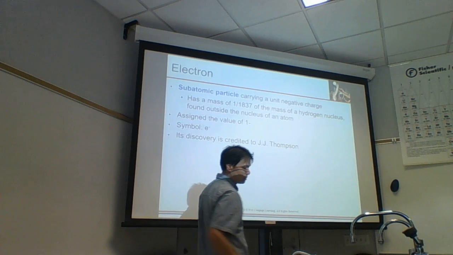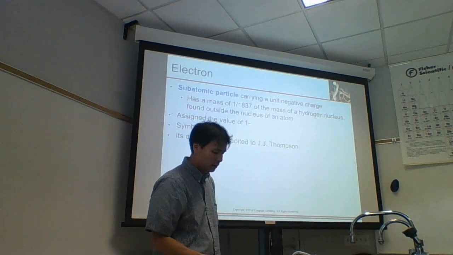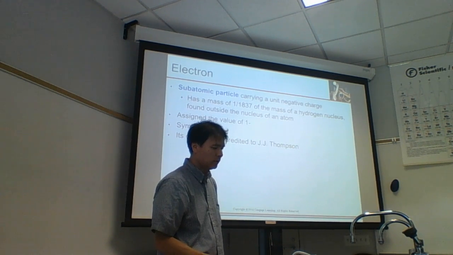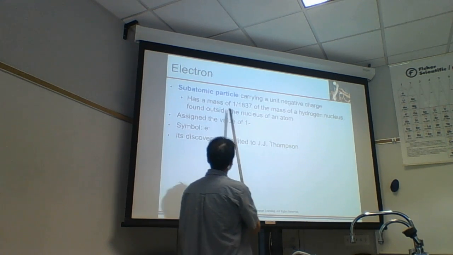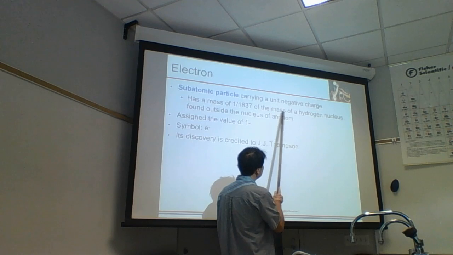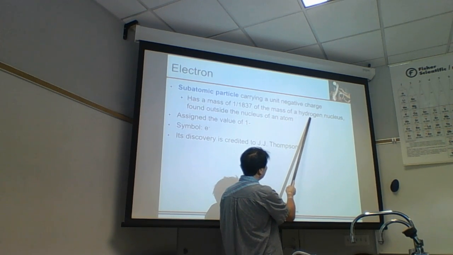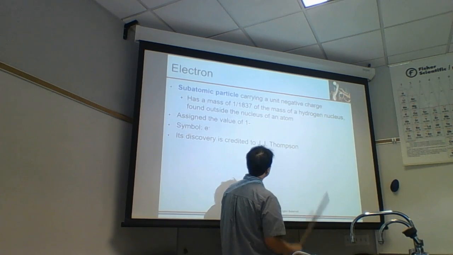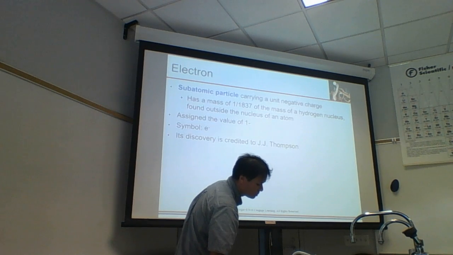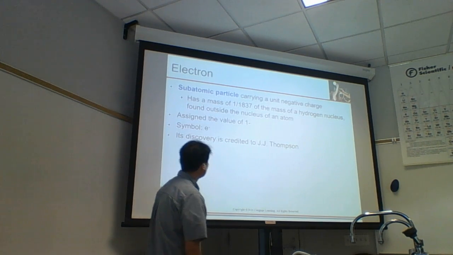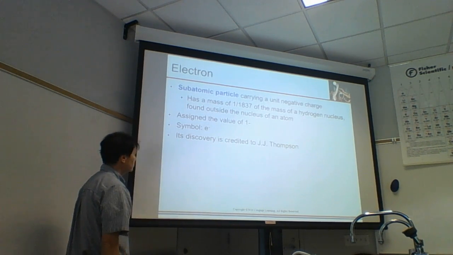Well, what is the hydrogen nucleus? Hydrogen, it turns out, has a nucleus that consists of only one particle, and that's the proton. And so this should be written. It has a mass of 2,000 times less than the proton. So, in other words, a proton weighs about 2,000 times more than an electron. So the proton is much more massive than the particle of an electron.